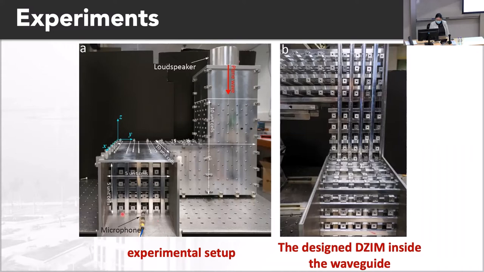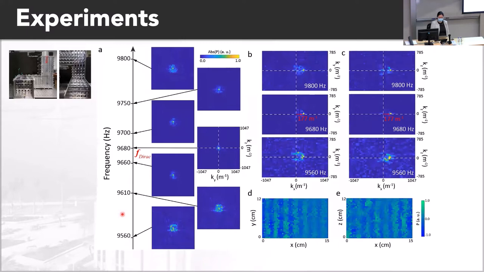And then let's look at the experimental results. The vertical axis indicates different frequencies, and these are the Fourier transform of the field. You can see that exactly at this point, we call it the Dirac point, meaning you have linear dispersion, we have a very sharp dot here. And away from this frequency, it is no longer a dot, but rather a spread region, a circle. And this is along different directions.